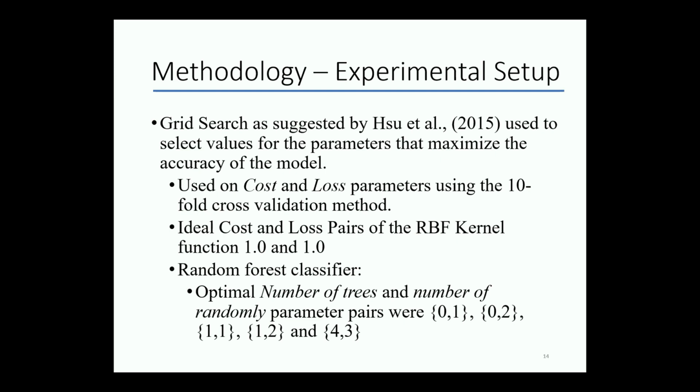For the cost and loss pairs are 0.1 and 1.0 and 1.0 respectively. So in the random forest classifier, the number of trees and the number of randomly selected parameter pairs that were used were also tried and tested to find an optimum parameter pair. So it was found that the different number of trees and the number of randomly selected pairs used in the experiment were 0, 1, 0, 2, 1, 1, 1, 2, and 4, 3.